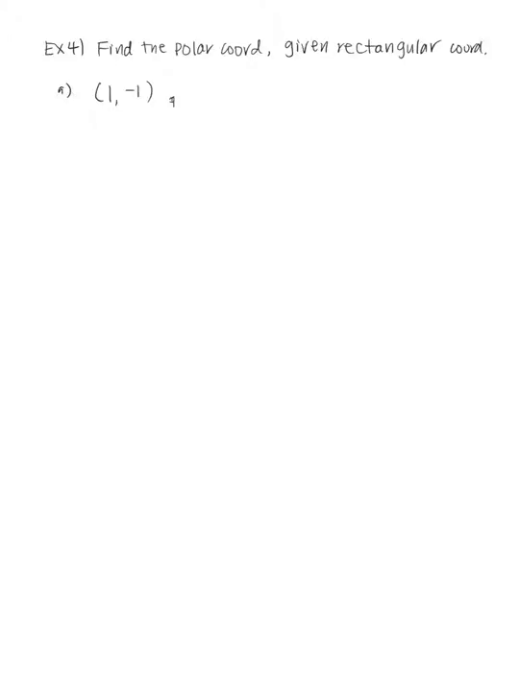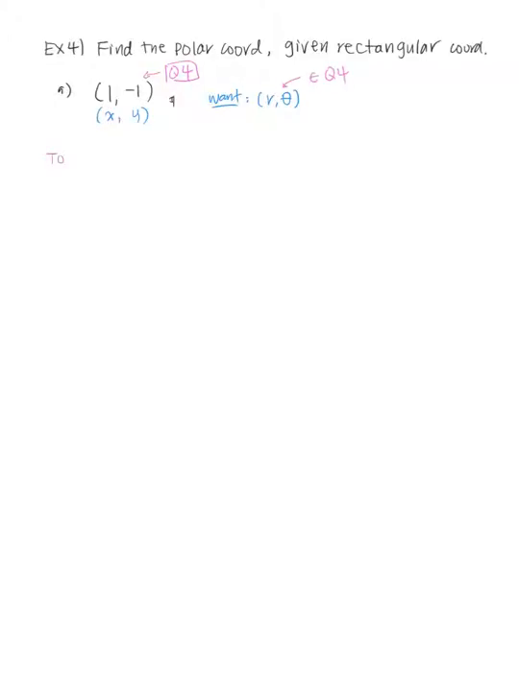So let's take a look at part A. X is 1, y is negative 1. So let me just write it as x comma y is given. And then what we want is r comma theta. That's going to represent the same exact point. So first note that 1 comma negative 1 is in quadrant 4. So that means our r comma theta must be in quadrant 4 as well.